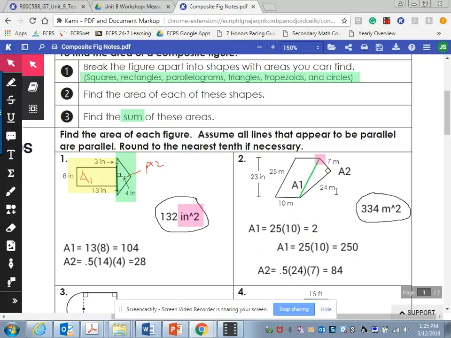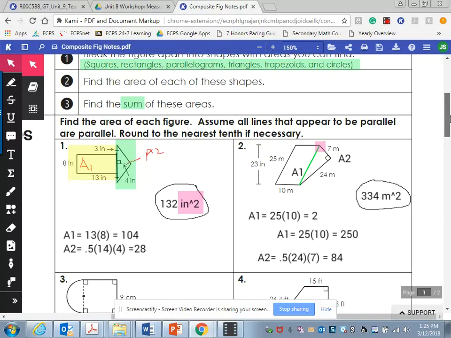And we're going to have 1/2 base. The base of this triangle is 7 times the height. The height of this triangle is going to be 24. And we have 1/2 base times height, so that's going to be a total answer of 84. When we add these 2 together and find their sum, we end up with a final answer of 334 meters squared.